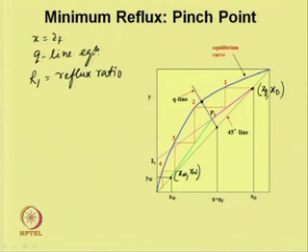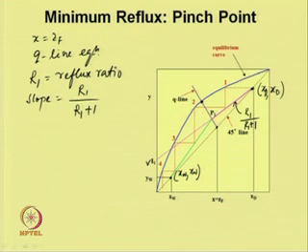If we plot the equilibrium curve and then plot the Q line, we know the XD point and the reflux ratio R1 is given. So, the slope of the operating line in the rectifying section is R1 divided by R1 plus 1. So, the slope is known to us. Suppose this is the operating line with slope R1 divided by R1 plus 1. We can plot the operating line and it intersects the y axis at I1, and the intersection point between the feed line and the operating line is at point P1.